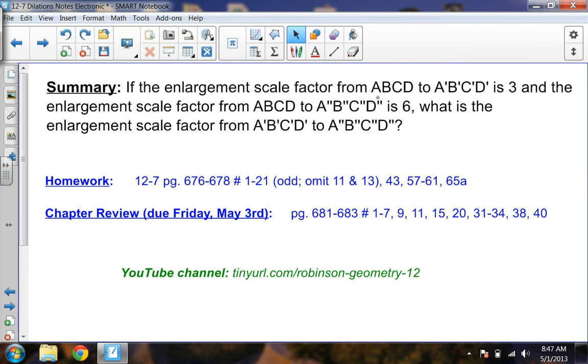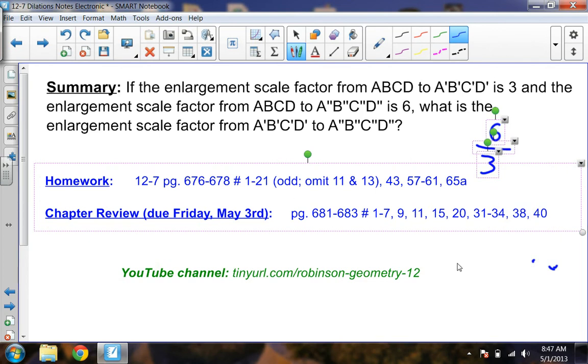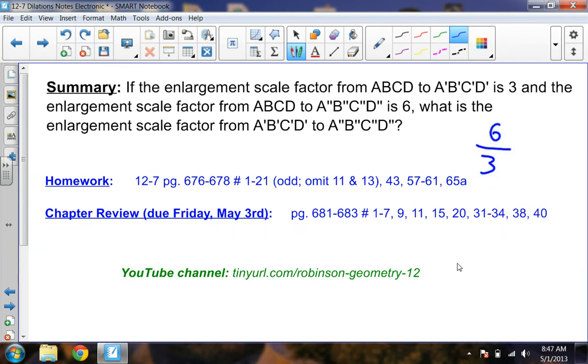Summary: if the enlargement scale factor from ABCD to A prime, B prime, C prime, D prime is 3, and the enlargement scale from ABCD to A double prime, B double prime, C double prime, D double prime is 6, what is the enlargement scale factor from the primes to the double primes? If this is 3 times larger than the original image, and this one is 6 times larger than the original image, then from here to here, this one should be 2 times larger than that. You just do 6 divided by 3, and you end up getting the proper scale factor.